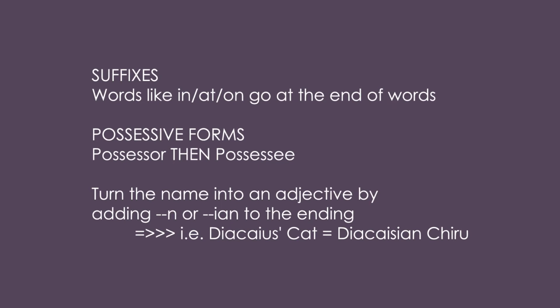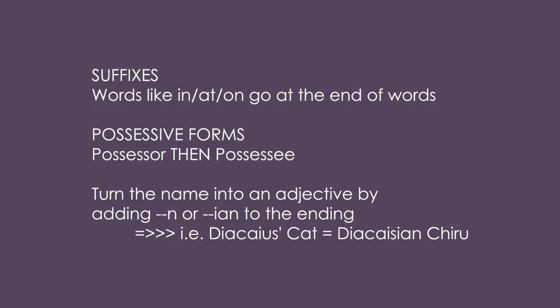This language primarily uses suffixes when it comes to its modifiers. So for instance, in, at, on, those come after the words that they're for. So possessors go before possessees. You turn the name of the possessor into an adjective, and then you add N or en to the ending. So to say Diacaeus' cat, you would say Diacaean kiru.